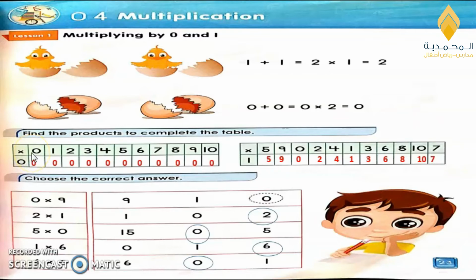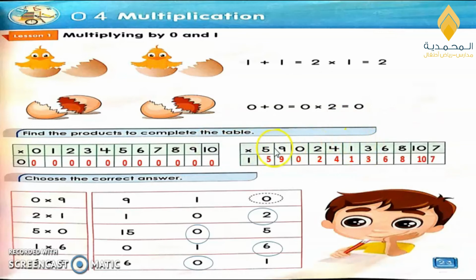So, listen to me. 0 times 0 is 0. 1 times 0 is 0. 2 times 0 is 0. 3 times 0 is 0. 4 times 0 is 0. 5 times 0 is 0, and so on. Okay? 10 times 0 is 0. As you can see, all the answers are 0. Okay? Now, another table.